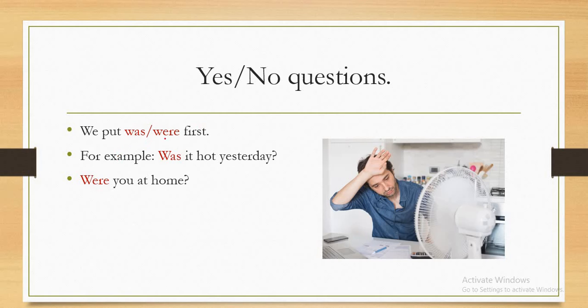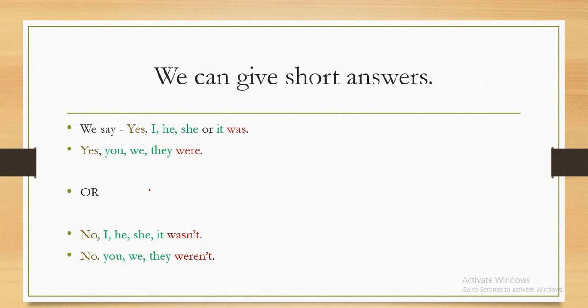Yes or no question using was or were. We put was or were first. For example, was it hot yesterday? Were you at home? We can give short answers. For example, we say yes, I, he, she, or it was. Yes, you, we, they were. Or you say no, I, he, she, it wasn't. No, you, we, they weren't. Okay, these are short answers that we can give.